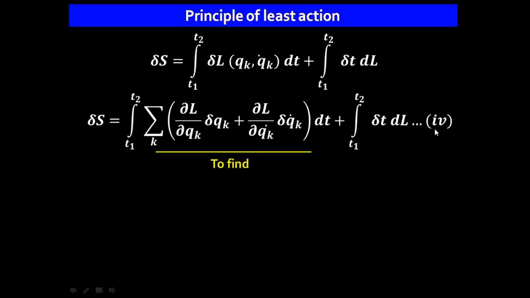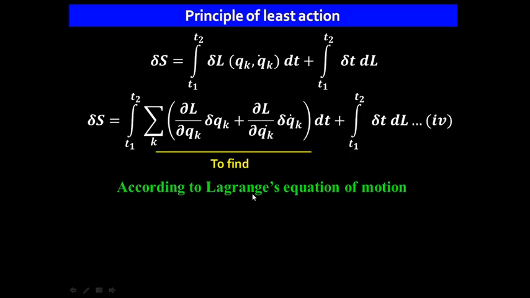Now we will solve this. We will find the terms involved in the first term of equation number 4: del L by del qk, del L by del qk dot, and delta qk dot. From Lagrange's equation of motion for a conservative system, we know that d by dt del L by del qk dot minus del L by del qk equals 0. This is the famous Lagrange's equation.